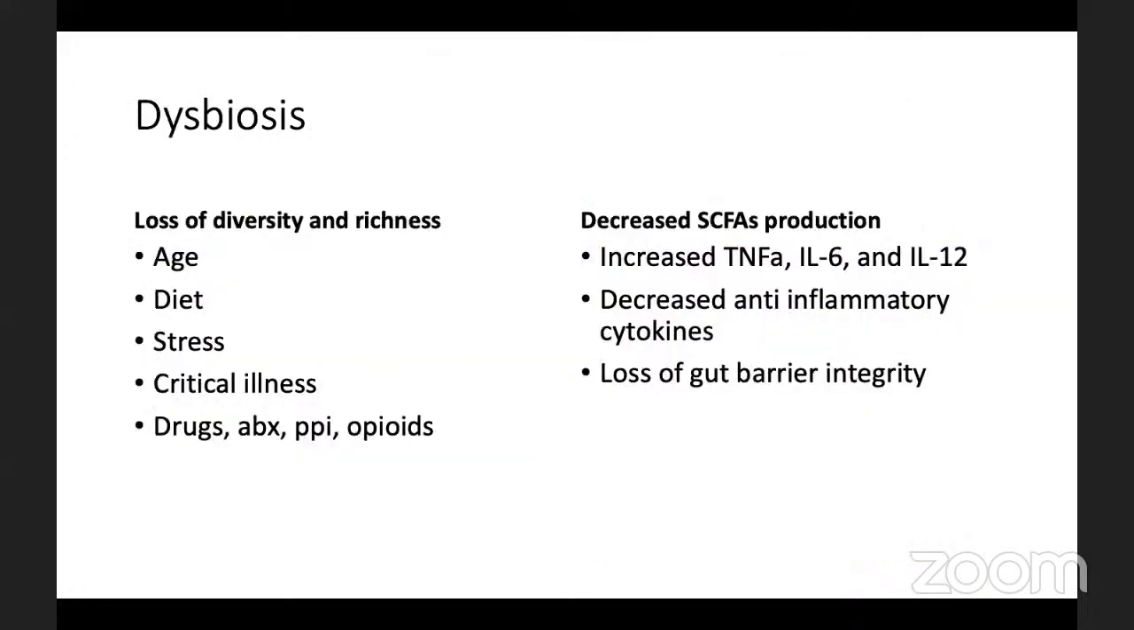So, what are some of the things that are going to lead to a dysbiosis? Dysbiosis means you're going to end up with loss of diversity and richness of our gut microbiome, such that with advancement in age, you're going to end up with changes in the complexity and the rest of your microbiome. So diet, how does that contribute to the microbiome?